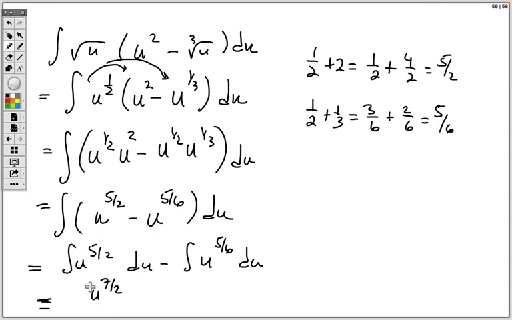Dividing by 7/2 is the same as multiplying by the reciprocal, 2/7, minus u to the, add 1 to this power, you're adding 6/6. That's 11/6 as the new power. Dividing by 11/6 is the same as multiplying by its reciprocal, 6/11. And then to capture all the antiderivatives, we tack on the c.